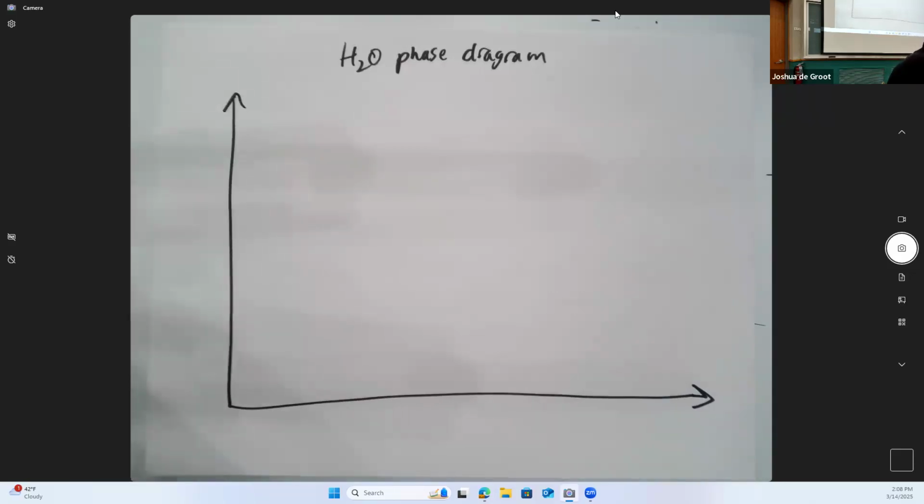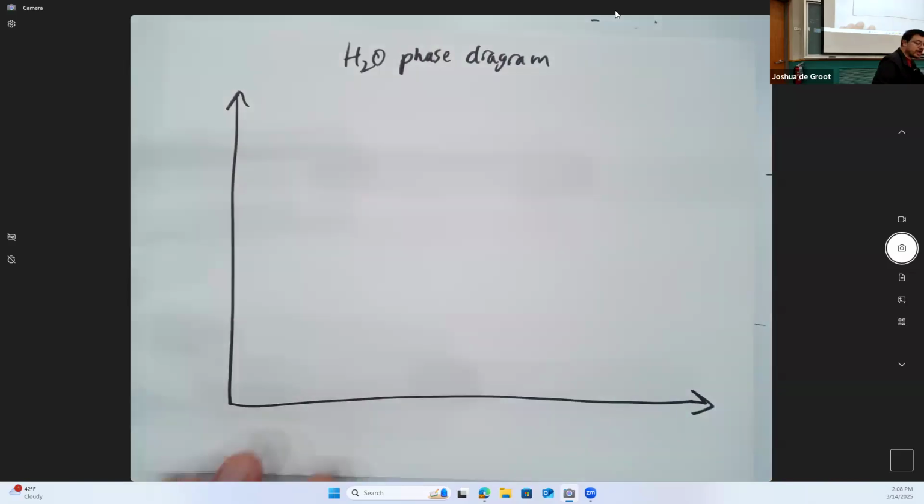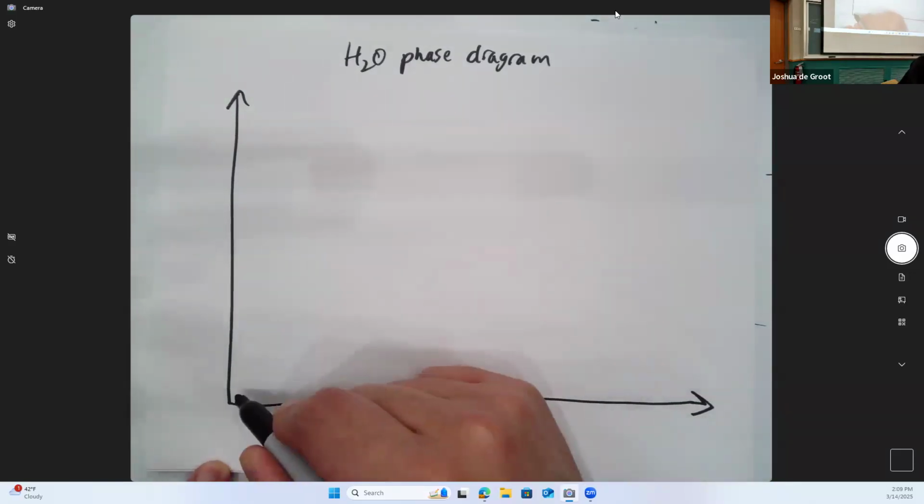Now, because water can go through 3 different phases of matter, we're going to have to tune our calculation based off of the phase of matter. So this is what this phase diagram is going to help us out with. All right, so what we're going to do is we're going to make a chart.